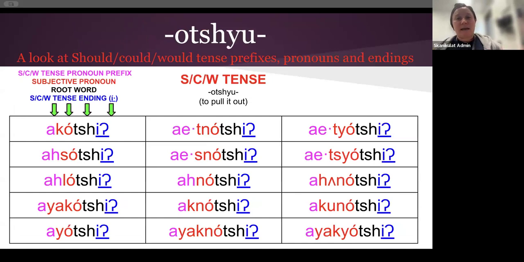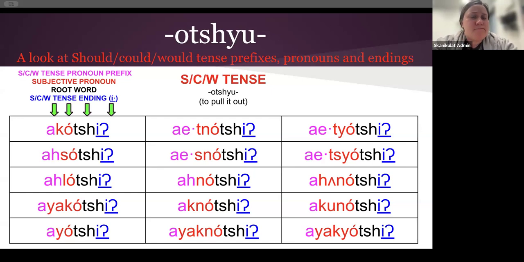Let's look at these words broken down with color coding. So we have the should, could, or would tense prefix highlighted in pink, and then the pronoun is in red, the root is in black, and then the ending is in blue. So if we look at the prefix, you can pretty much indicate what the pattern is. What is the should, could, or would tense prefix? It's an A or an AE drag. In some cases, it's an AH, but essentially it's an A.